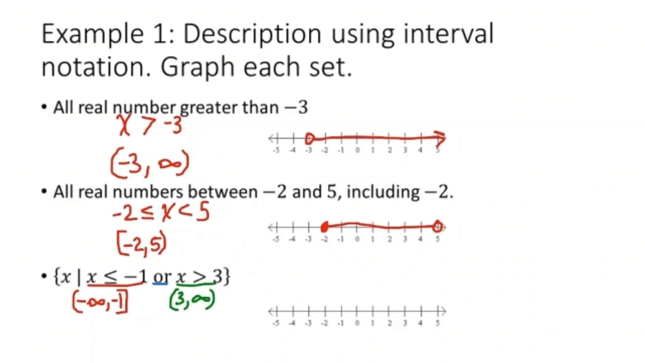Or is going to be represented by this U shape that is called the union sign. So our interval is -infinity to -1 with a bracket around -1, union 3 to infinity. Now we'll graph each interval.